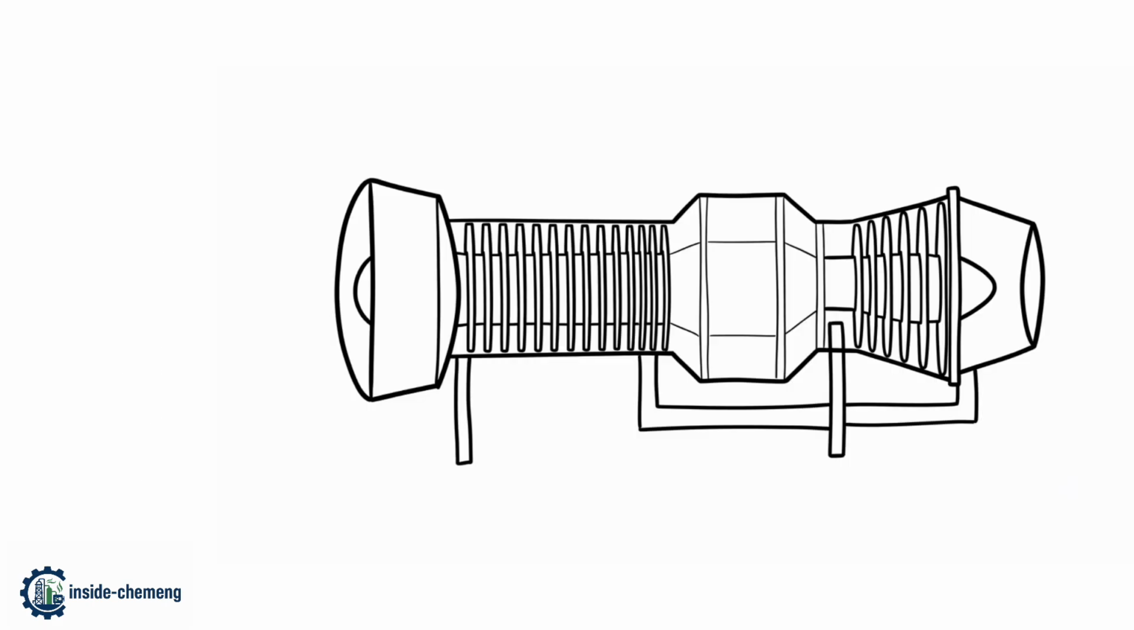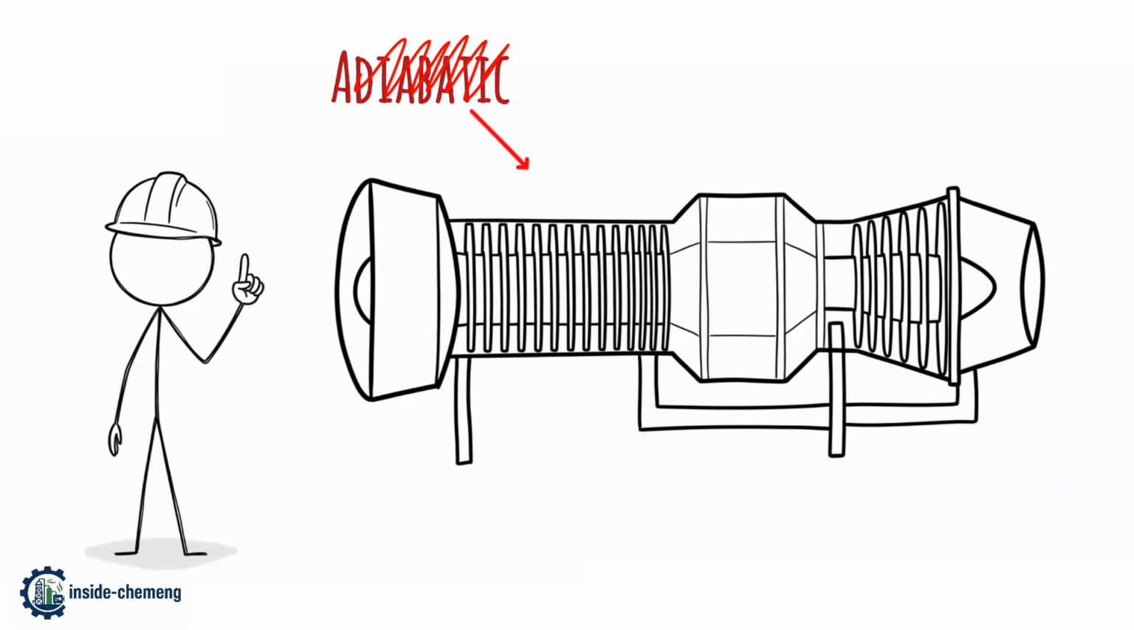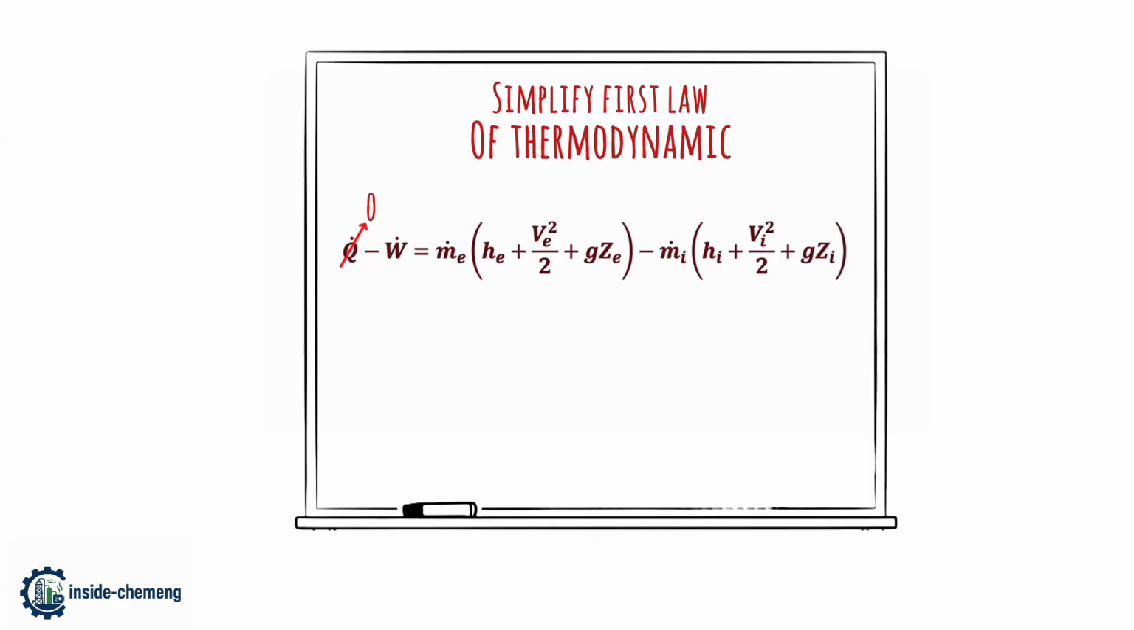First, based on our problem, we assume the turbine is adiabatic, meaning there is zero heat transfer in or out. Now, I have to admit, this assumption isn't entirely true in reality. We always have some heat exchange with the surroundings. But in the industry, they insulate turbines so well that this adiabatic assumption holds up nicely. On top of that, in practice, we ignore the changes in potential and kinetic energy. So those two terms get dropped from the equation, and we end up with something like this.